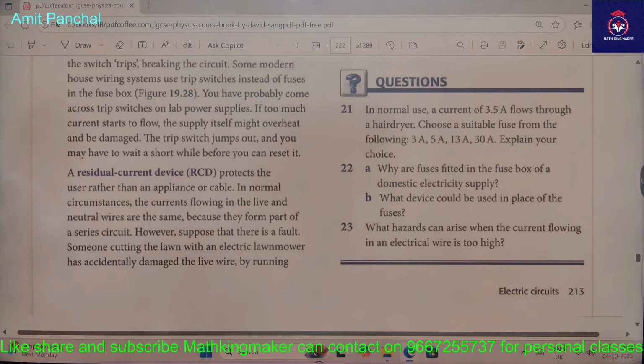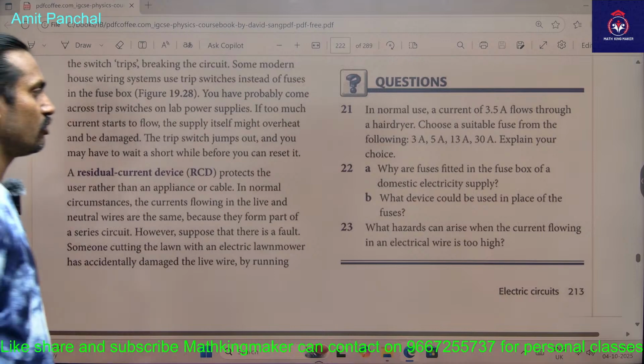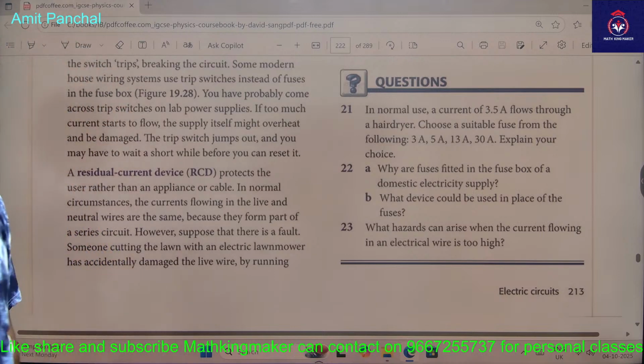So in normal use, a current of... just answer these questions. Yes, the first one is 5A, right? Yeah, 5A. The fuse is visible because if it bursts, it's still safe. The other appliances do not get affected, right? Yes, the other appliances do not get burst.